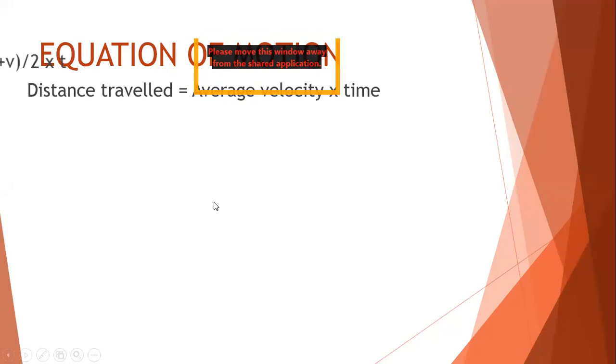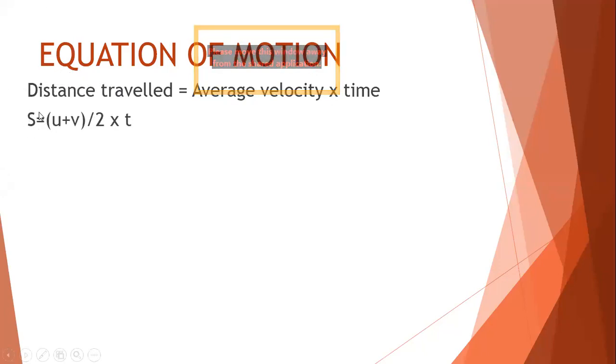Now, how do we write this equation? Distance or displacement is S is equal to. Now, what is the average speed or average velocity? It is the initial velocity plus final velocity divided by 2. How do you find the average of anything? You add the terms and divide by the number of terms. If you want to find the average of English, Hindi, and math, you add the marks of English, Hindi, and math, and then divide by 3, because there are 3 subjects.